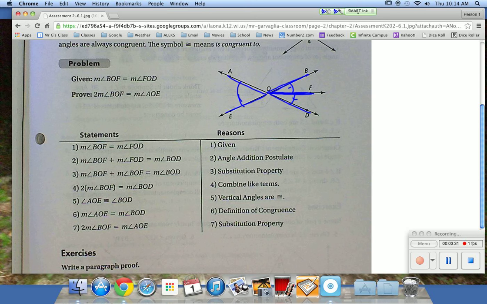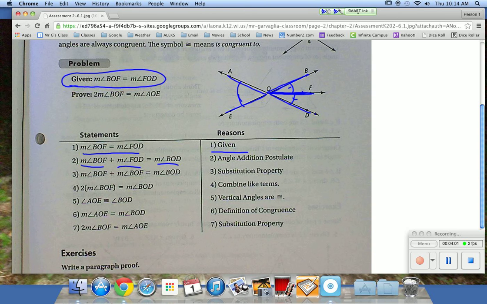Given. This is the given statement. You always start a proof off with given. You're doing a proof, you start with given. So, our first one here is given. That angle BOF equals FOD. This is given.